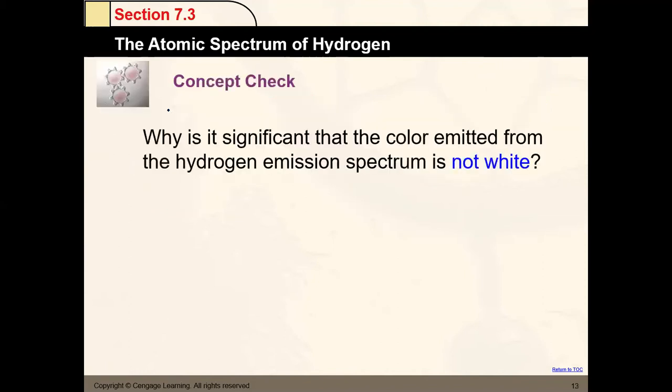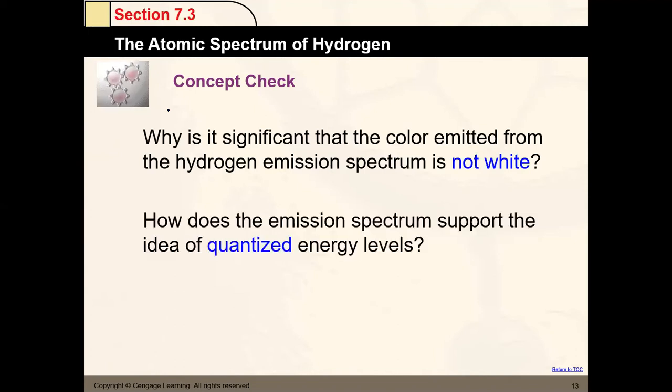Okay, let's continue. Why is it significant that the color emitted from the hydrogen emission is not white? That means that one of the transitions is predominant, because we're expecting a white color. White color means that you have all the seven colors of the rainbow. But the fact that we saw that the hydrogen light has a little bit of pink, if you go back to the video for the lamp of hydrogen, it has a pink, purple color, a little bit. That means that for hydrogen, the most predominant transition corresponds to a light of pink or purple color. That means that it's not white.